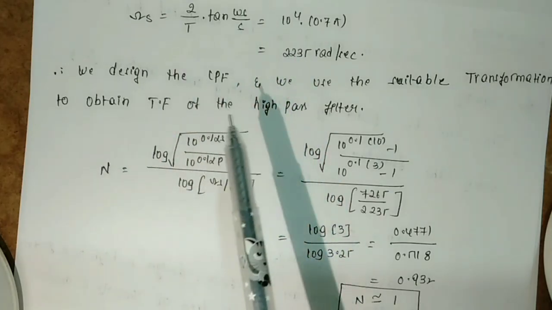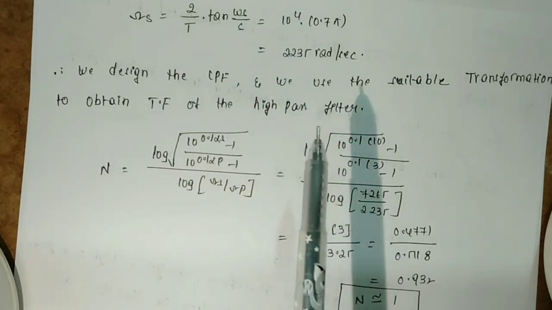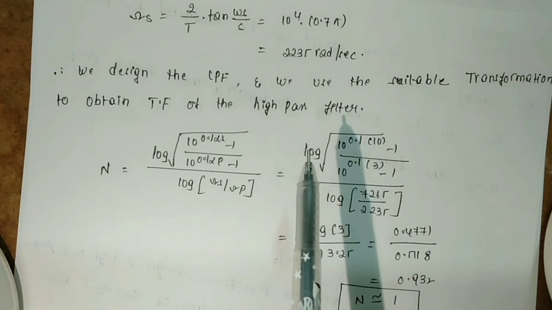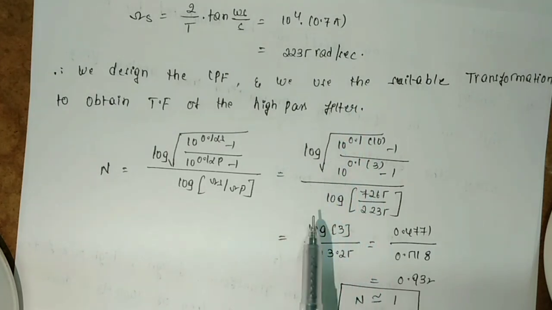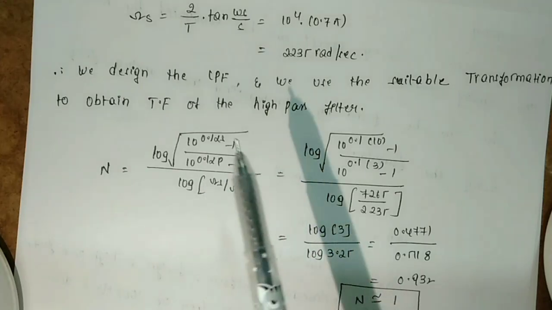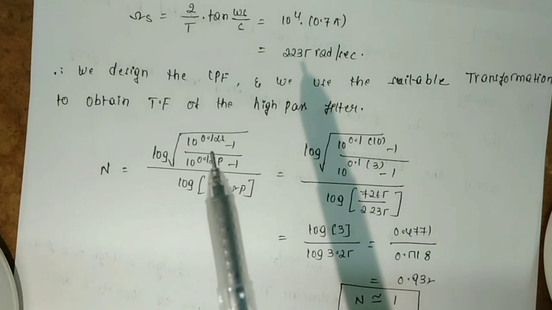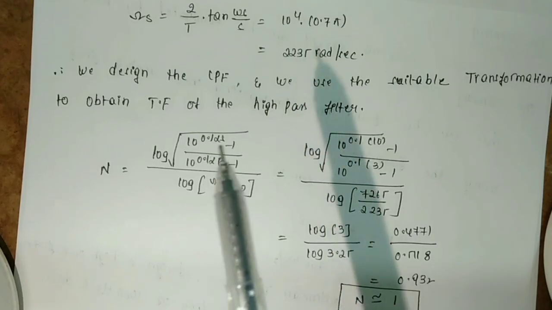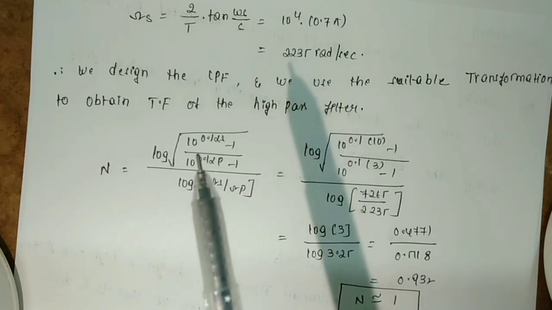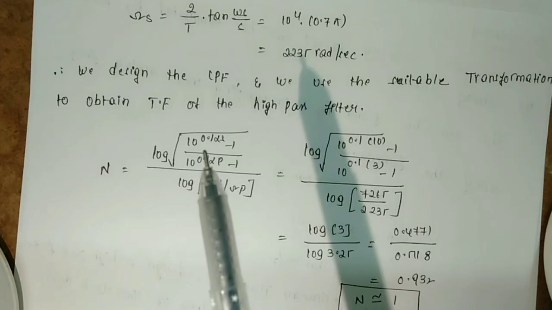because they have given the high pass filter. But we have learned the designing procedure for the low pass filter. So we know that the high pass filter passband frequency is equal to the low pass filter stop band frequency. So omega p of the high pass filter is the omega s of the low pass filter, and omega s of the high pass filter is the omega p of the low pass filter.